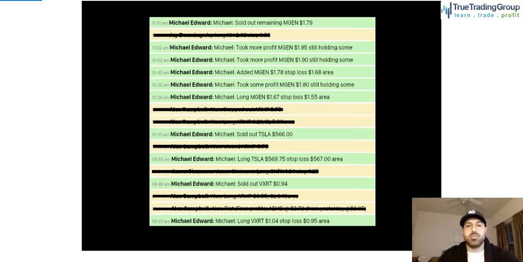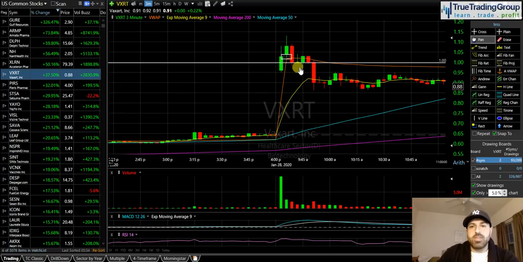All right, I'll take you guys to my chart announcements. I'll zoom in so you can see better. Long here at $1.04, stop loss 95-cent area. You can see then we pulled back in to retest. Okay, we pulled back in to retest that gap entry at that $1 level. We held it for about 15 minutes, and then we just weren't able to hold.